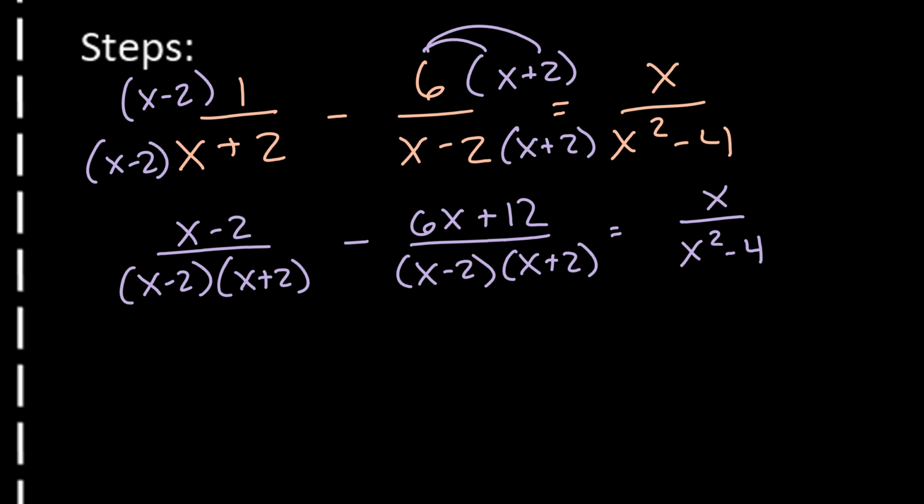Now what do I do? Right. Well, you just remember that when you're subtracting, you're applying the subtraction to both the 6x and the 12, right? So what is x minus 6x? Negative 5x. And what's negative 2 minus 12? Negative 14. We're not multiplying here. It's just negative 2 minus 12. So it's negative 14.